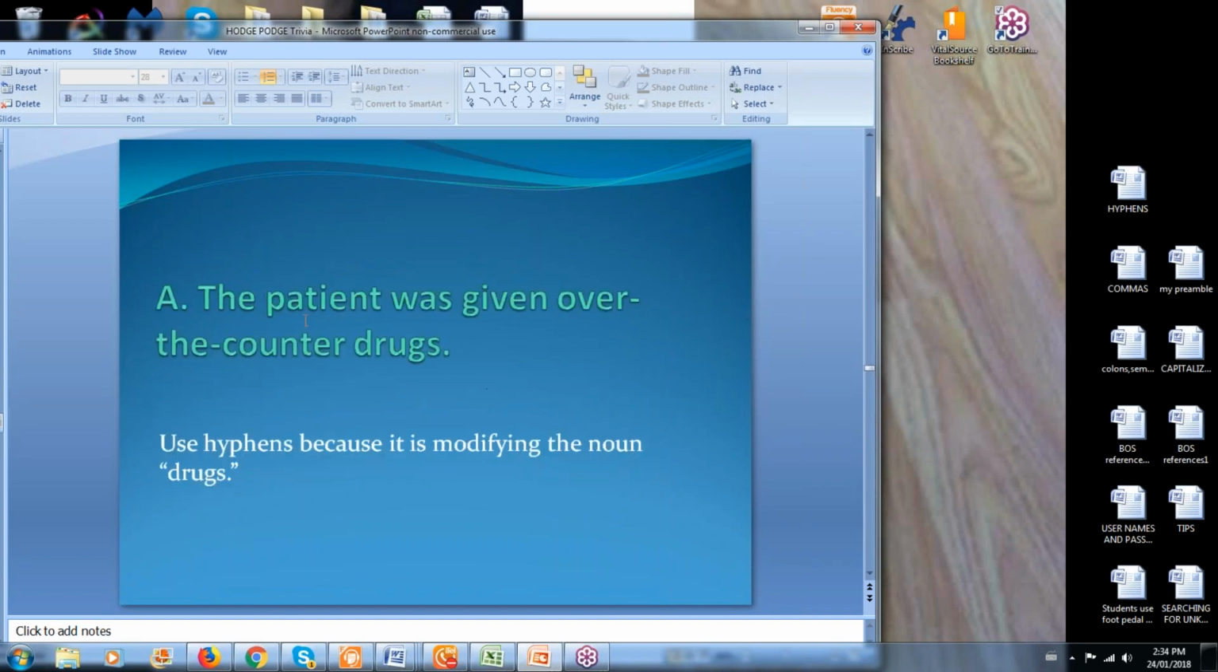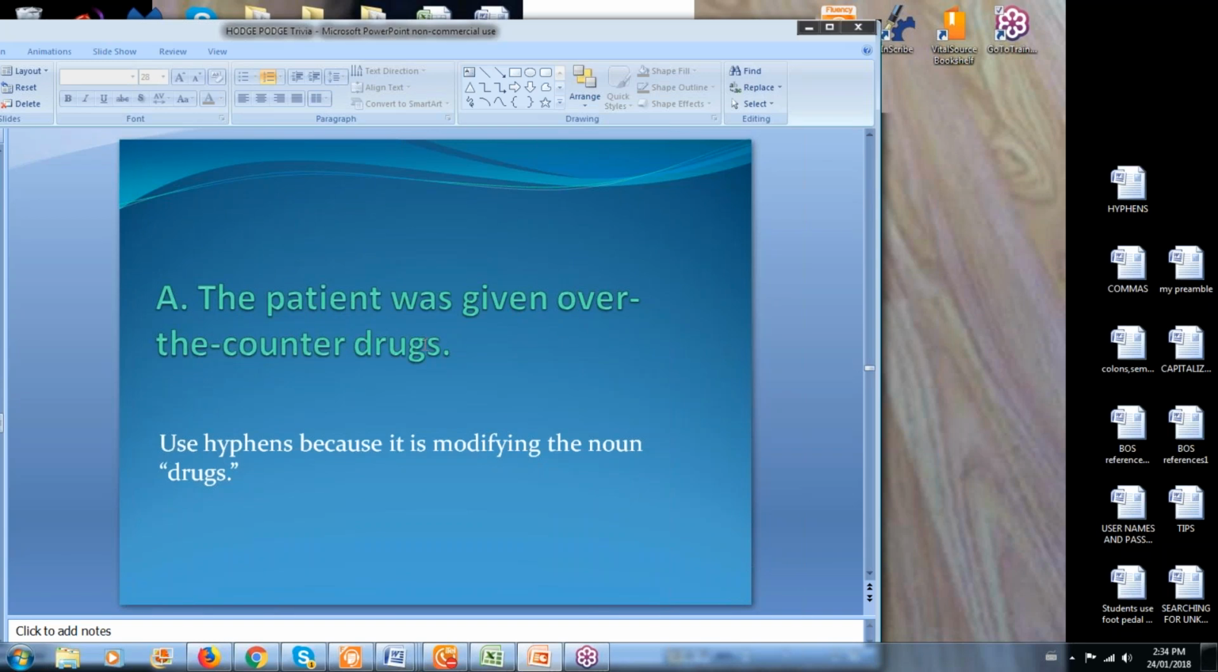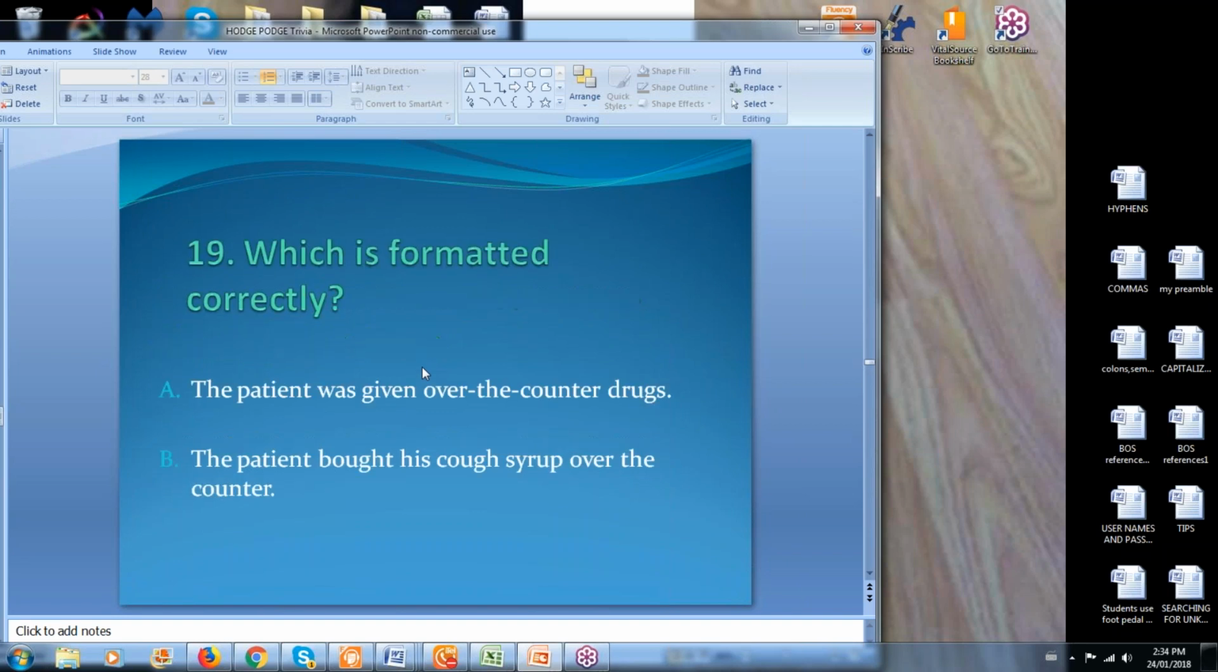Let's see, it's A, the patient was given over-the-counter drugs. This here is hyphenated because it's a compound modifier. It's modifying the noun drugs, where the other one here comes at the end of the sentence, so it isn't modifying a noun, so therefore you wouldn't use hyphens.